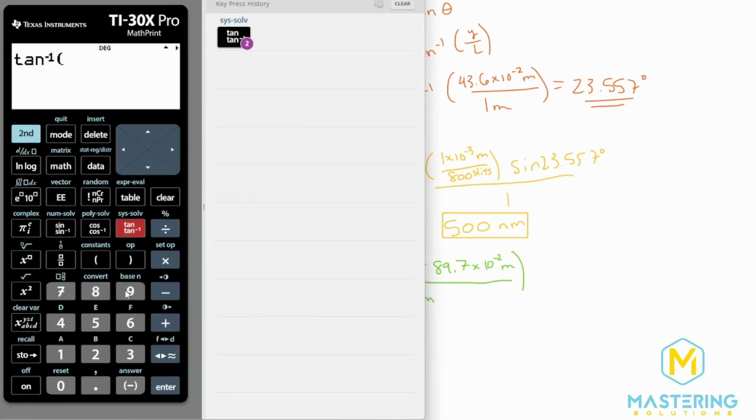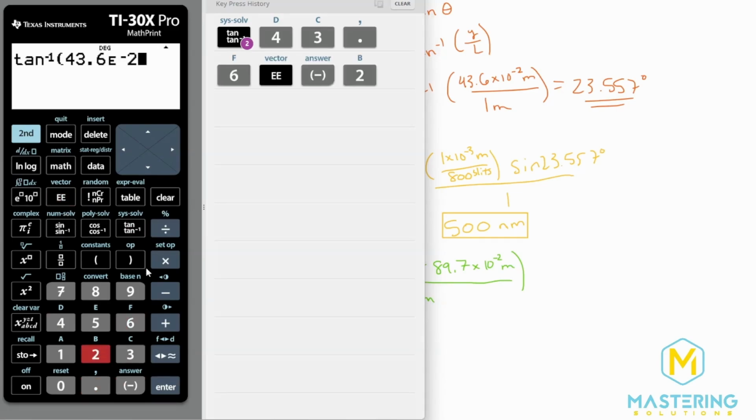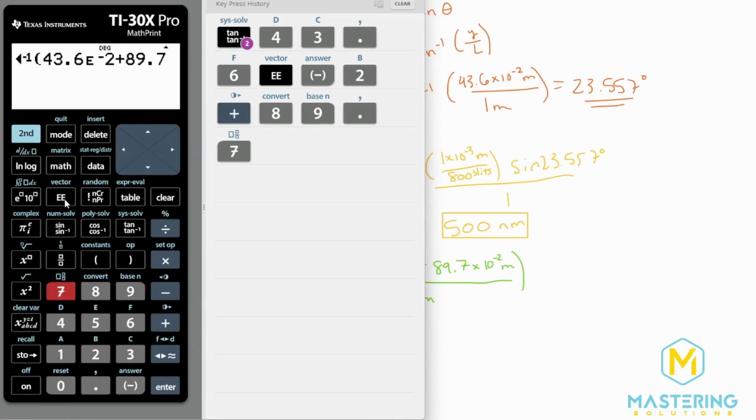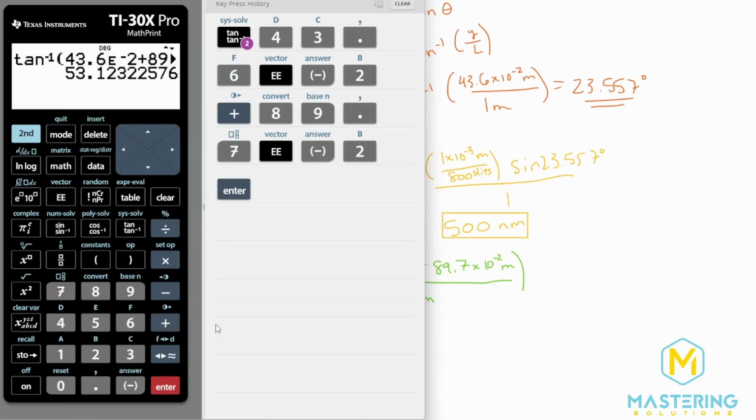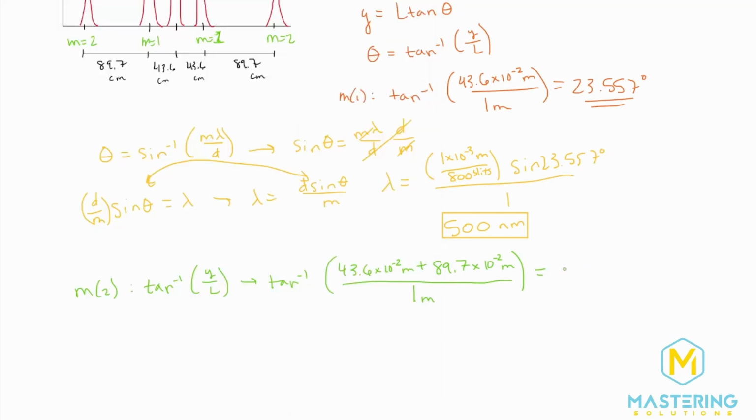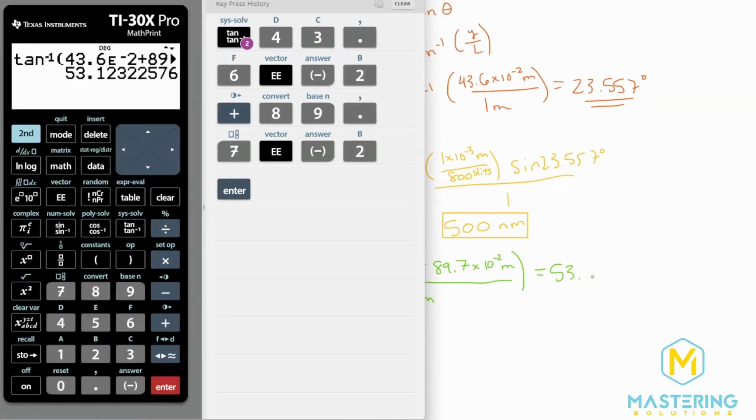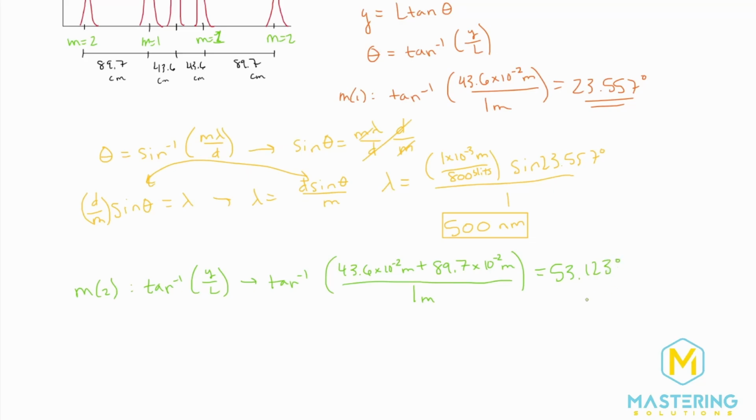So for this one, we have the inverse tangent of 43.6 times 10 to the negative 2, and if you want to just move the decimal place over 2, that's fine as well, plus 89.7 times 10 to the negative 2. That gives us 53.123 degrees. So that is our angle for m2. And now we can plug that into here.